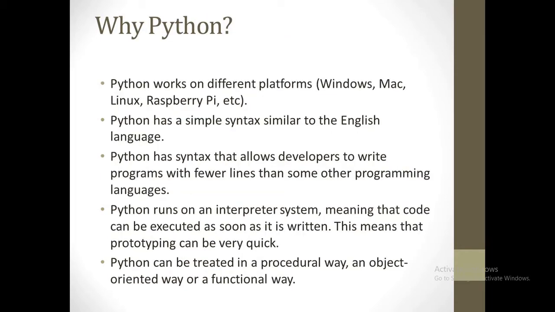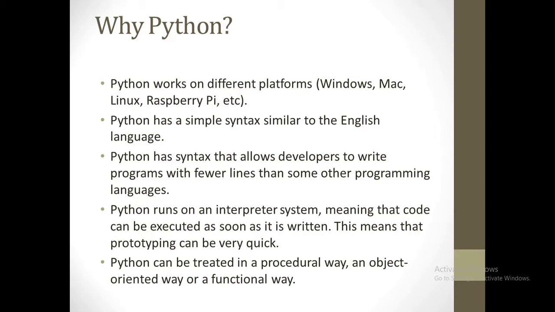So why do we need to choose Python over all the programming languages? Because Python works on different platforms like Windows, Mac, Linux, Raspberry Pi, etc. And Python has a very simple syntax, which is very similar to the English language. Python has syntax that allows developers to write programs with fewer lines than some other programming languages. So Python basically has syntax which is easier to read and understand for beginners. I'll show you everything in detail step by step.